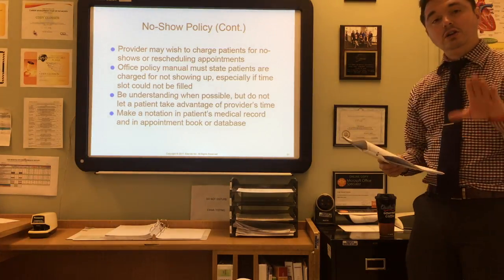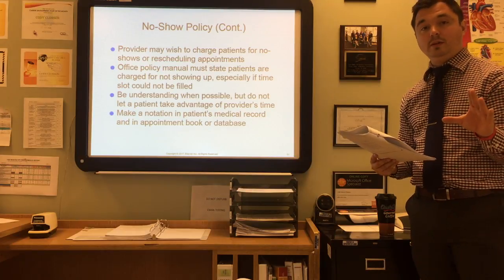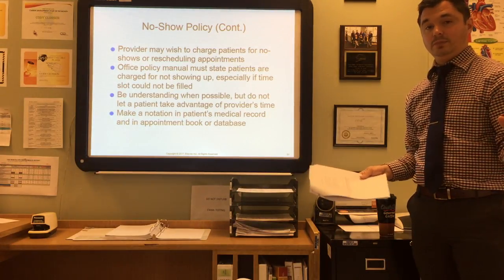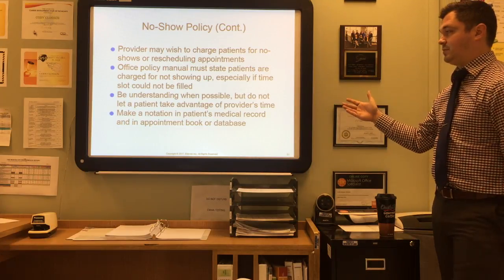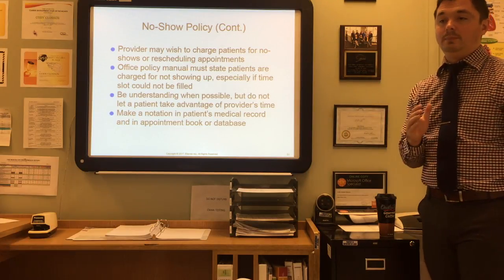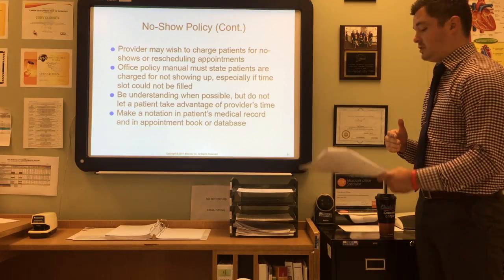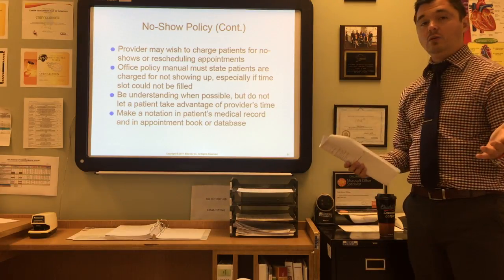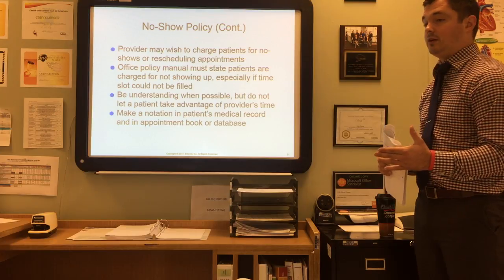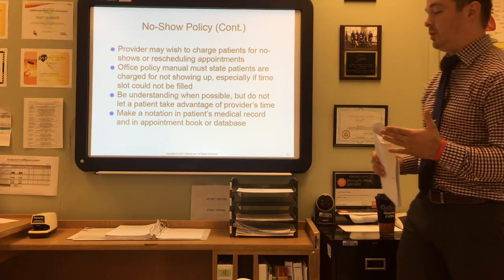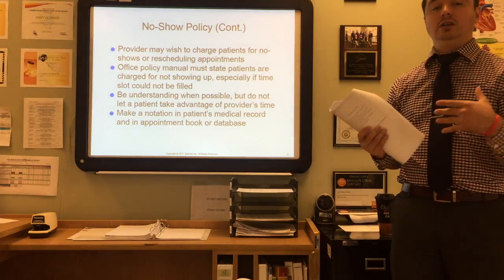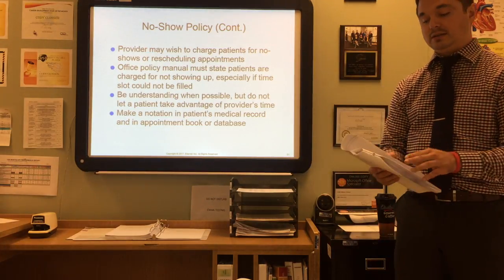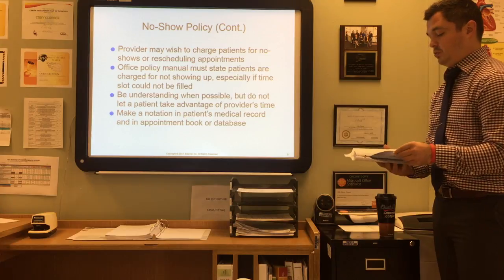So it is ethical to charge patients for a no-show appointment if they failed to call in and cancel and reschedule. But be understanding when possible. But don't let a patient take advantage of the provider's time, okay? And it's always important to make a notation in the patient's medical record and in the appointment book or database, just so you have all the documentation. You need to document everything that happens in your medical practice. So this is just another situation of that.